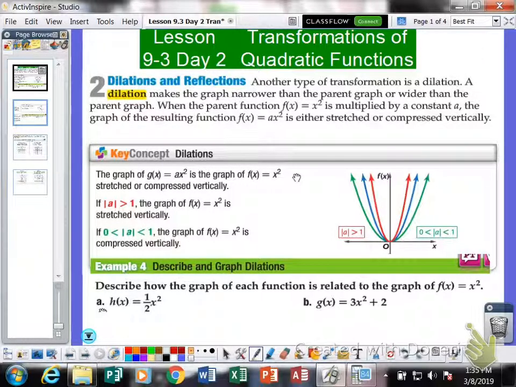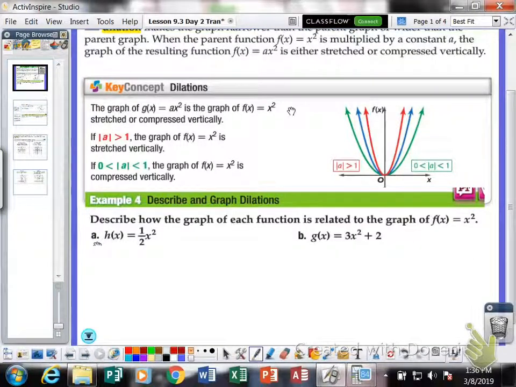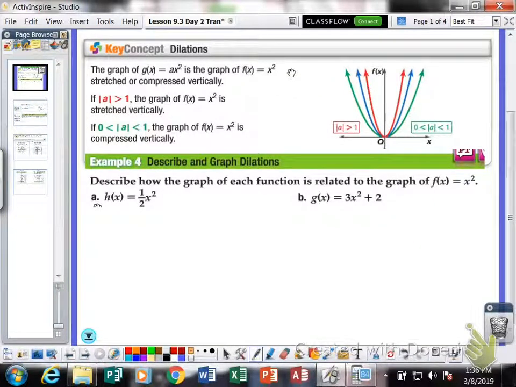So let's look at part A. Describe how the graph is related to the parent function. So we have h of x is equal to 1/2 x squared. So the absolute value of 1/2 is 1/2. So that is between 0 and 1. So a is equal to 1/2, which is between 0 and 1. So because it's between 0 and 1, it is compressed.